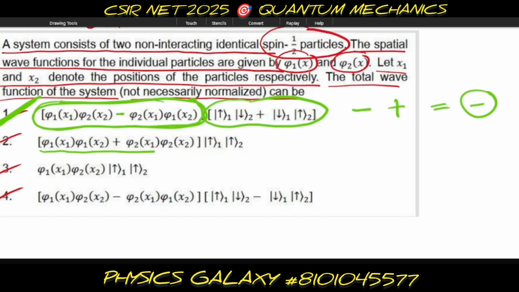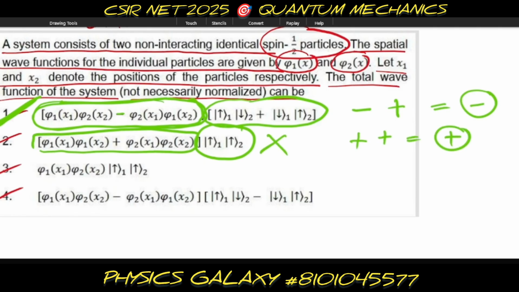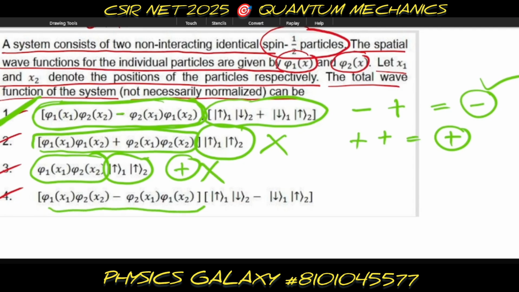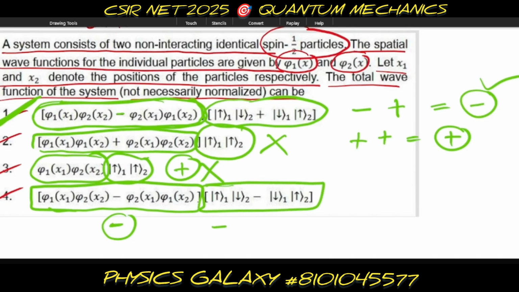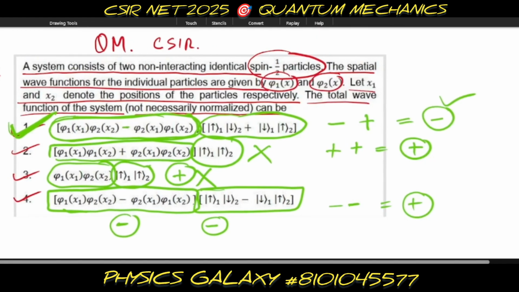In the second option the spatial part is symmetric, that means plus, but the spinor part is symmetric again, so that means plus. So this is symmetric. This is not an answer because the total wave function has to be antisymmetric. Now the third option, this is symmetric, this is symmetric, again plus plus plus, so not an option. For the fourth option, the spatial part is antisymmetric and the spinor part is again antisymmetric, and minus minus will give us plus. So the only correct option is the first option.